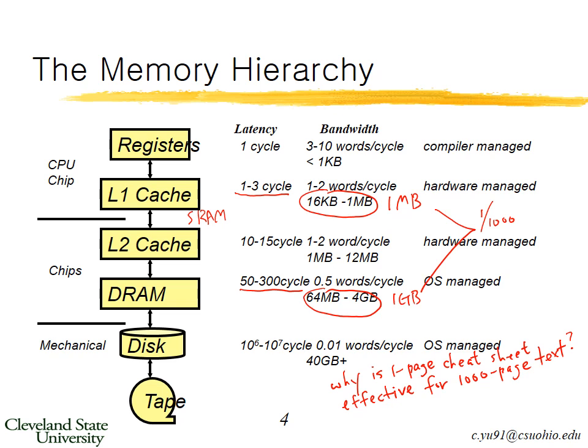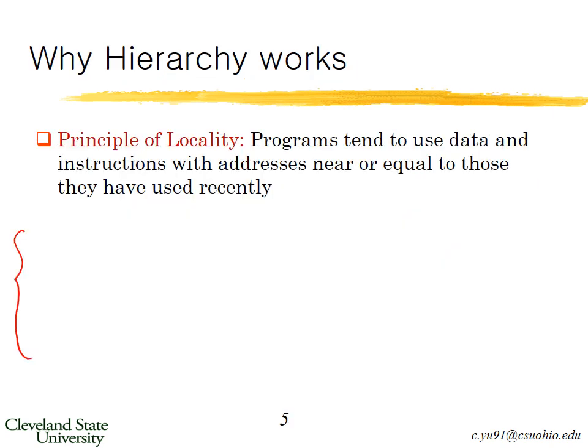In terms of capacity, the cache is about 1 megabyte. On the other hand, DRAM is 1 gigabyte. So size-wise, it is a 1,000th. So why a one-page cheat sheet? I'm just saying the cache is more like a cheat sheet compared to the textbook. So how come a one-page cheat sheet is effective for a 1,000-page textbook? The 1,000-page textbook, I mean the DRAM, is more like a textbook in this analogy. That is because of the principle of locality.